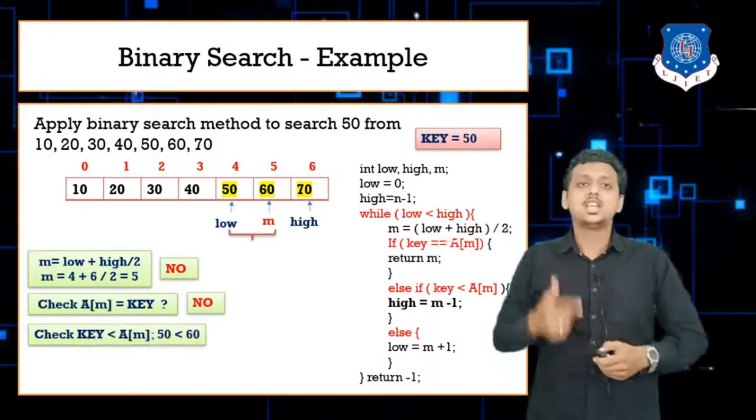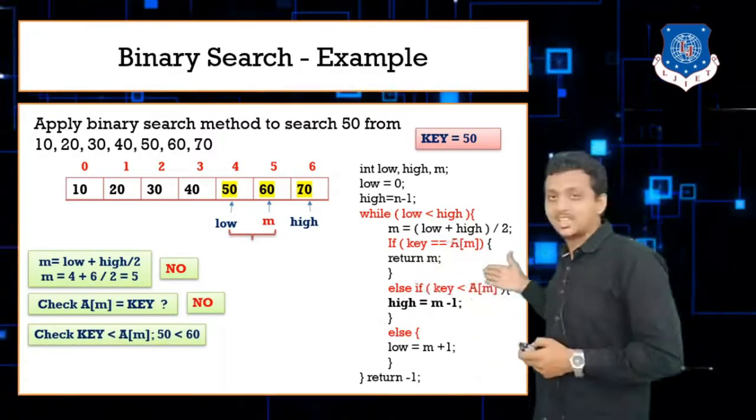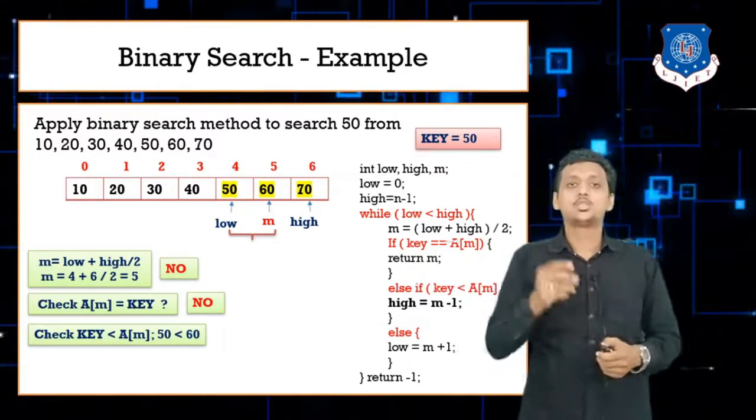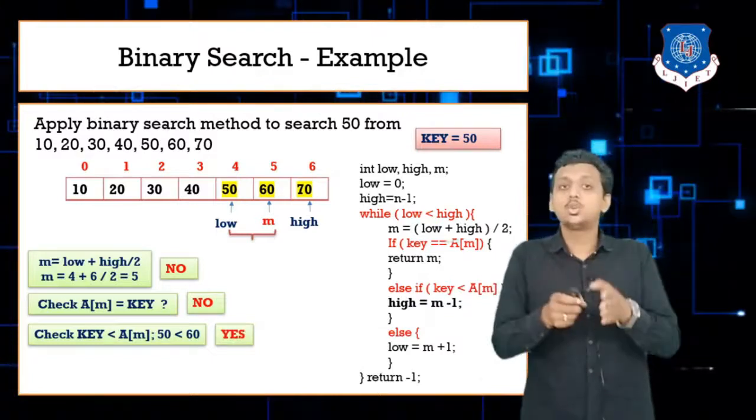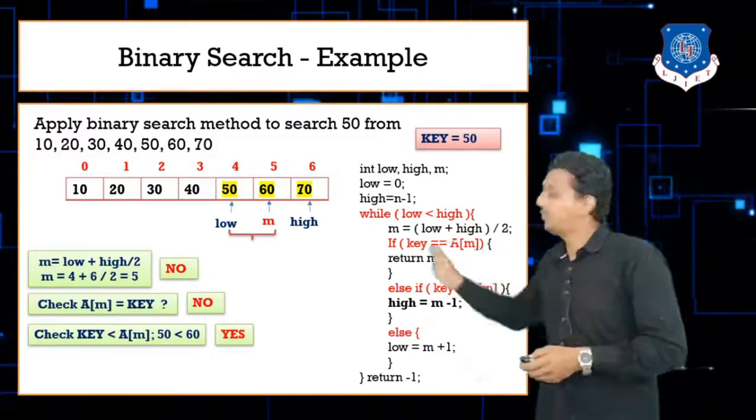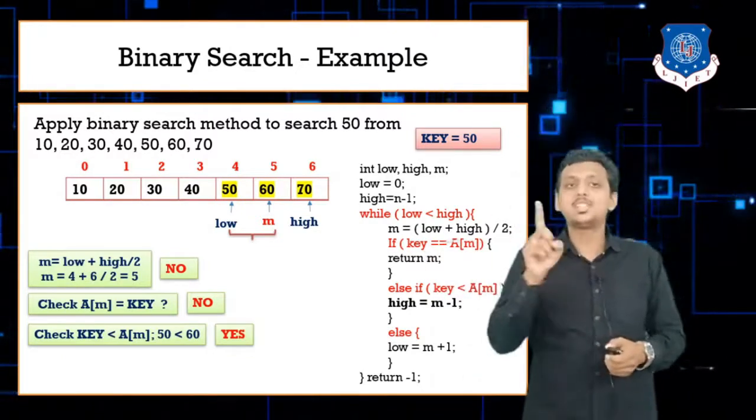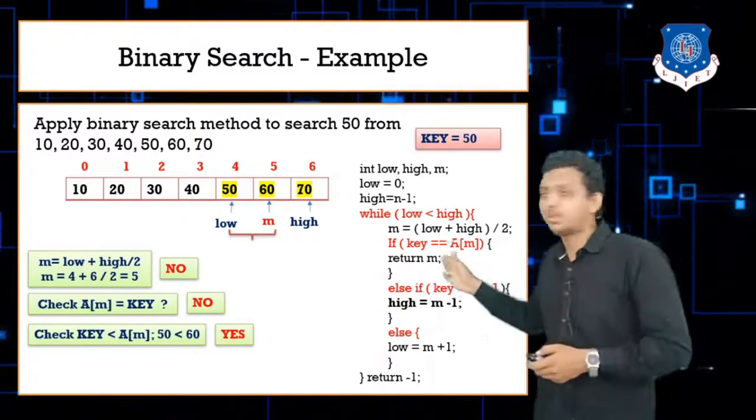Next check out key is less than a of m. 50 is less than 60. Yes or no? 50 is less than 60. Yes. Okay. So you get your answer. That means 50 is less than 60. So here you need to search in the left part. Okay. So out of 50, 60, 70, you need to search in the left of the m.